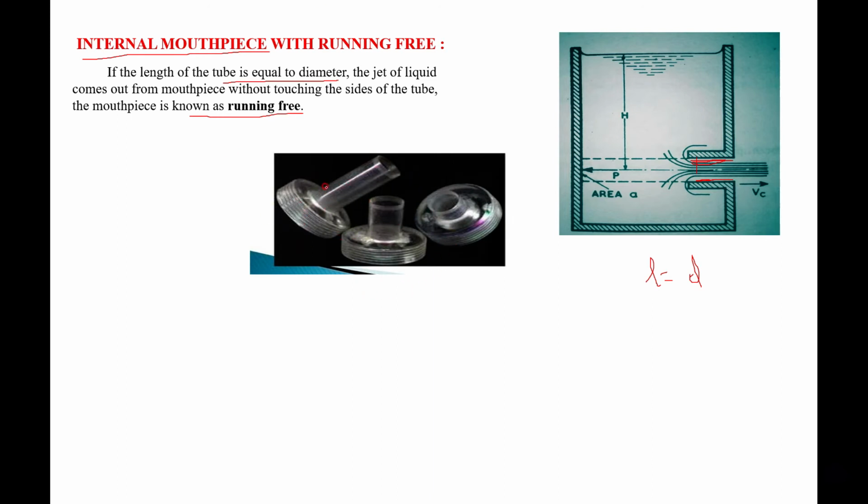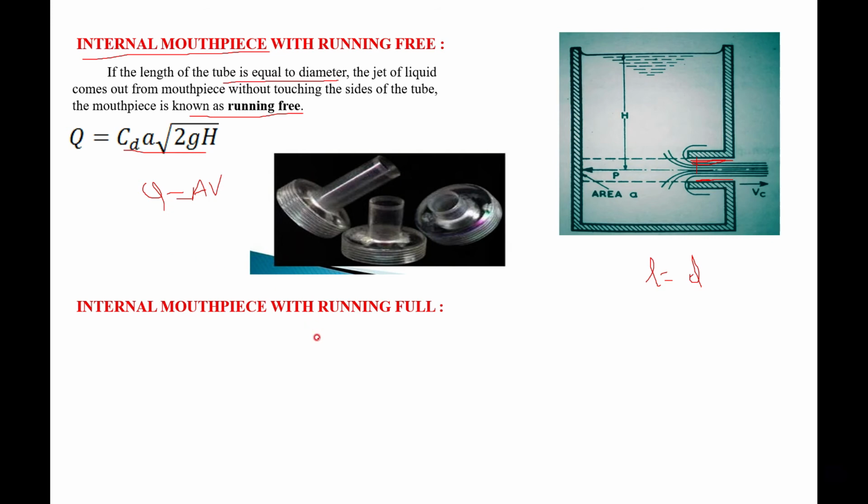So these are the cylindrical mouthpieces, and this internal mouthpiece is also called a Borda's mouthpiece. It is named after the one who invented this type of mouthpiece. The equation for this mouthpiece again is Q equal to CD into A into root of 2GH, because Q equal to A into V.